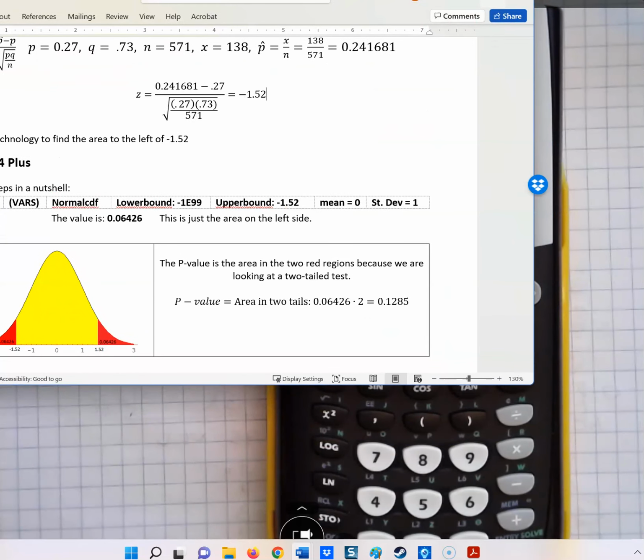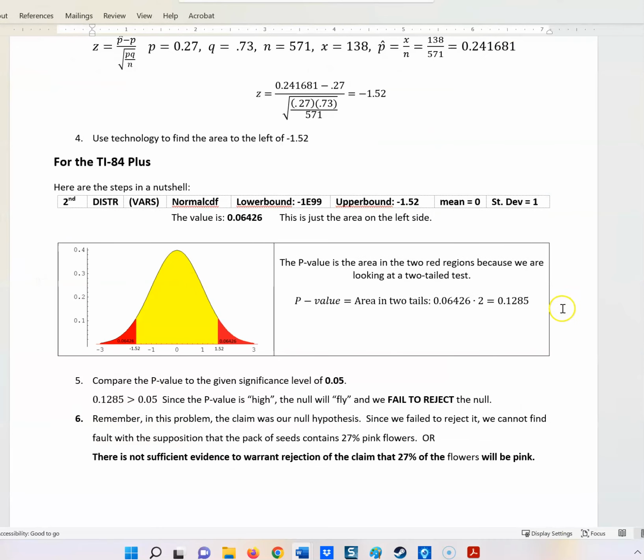To finish off this problem, though, we're supposed to decide whether we're rejecting this hypothesis. And also, we know that this is two-tailed. So once we get the 0.06426 that we got on the calculator, we have to think about it's that amount on the left and it's that amount on the right. So I need to take that amount times 2 to get this 0.1285.